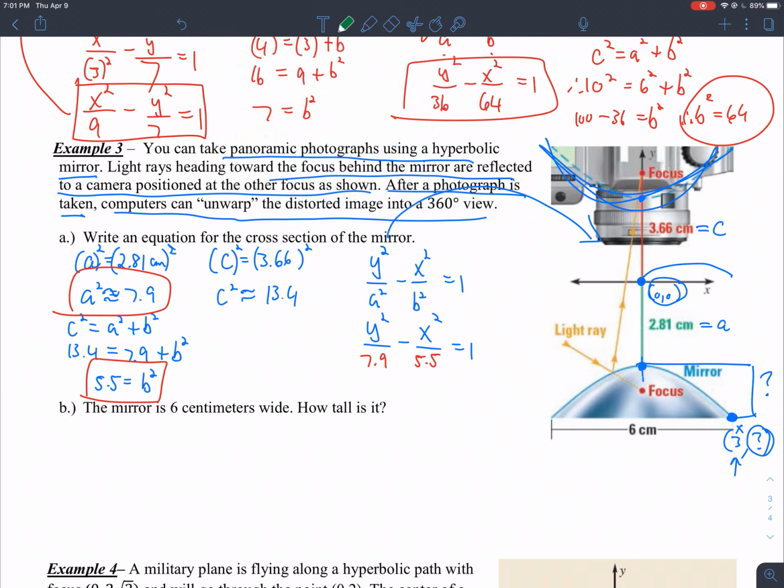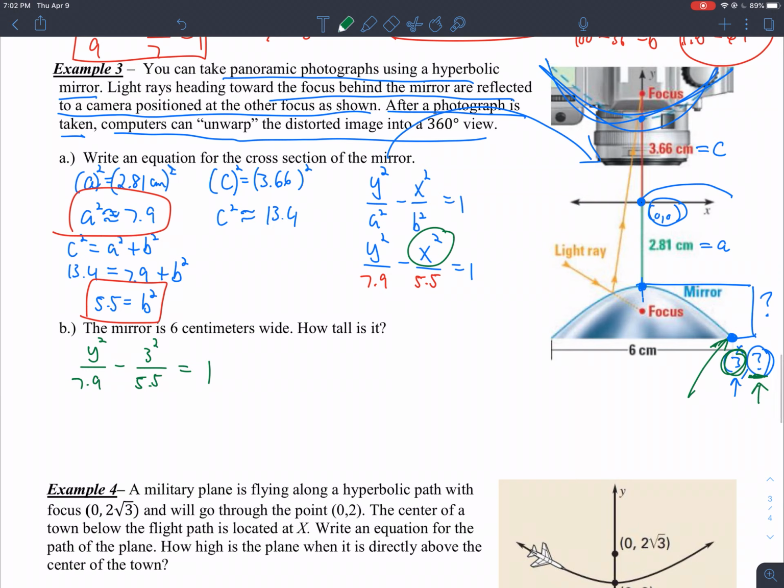So let's try that. I'm going to try and find this y coordinate right here. What I'm going to do is say I have the equation for the hyperbola, but instead of writing down x squared, I'm going to plug in my x coordinate of this point right here, which is 3. So 3 squared over 5.5 equals 1. And then we're going to just solve that and find the y coordinate. And you'll see how this helps.